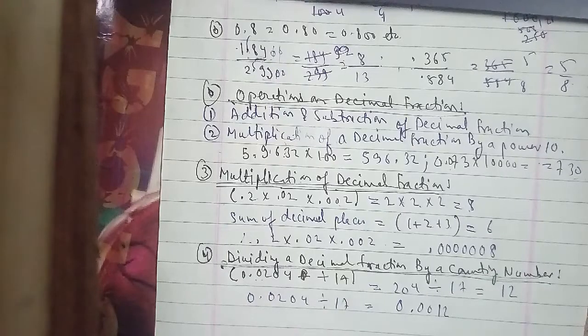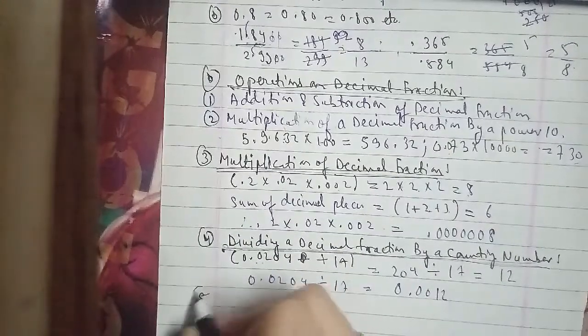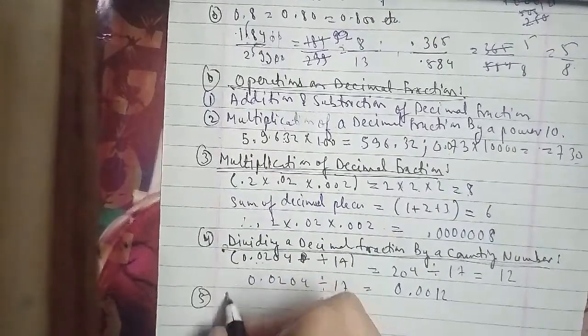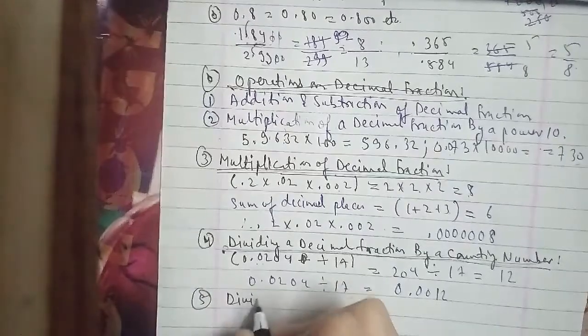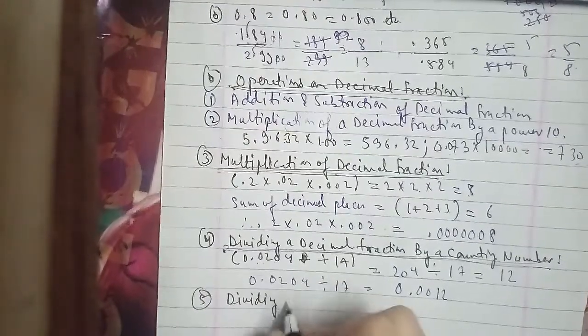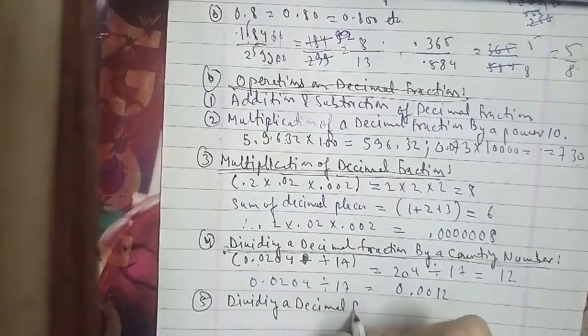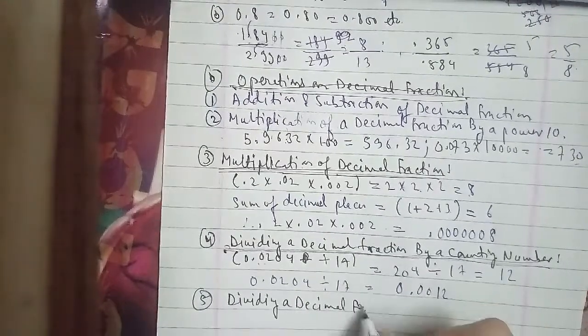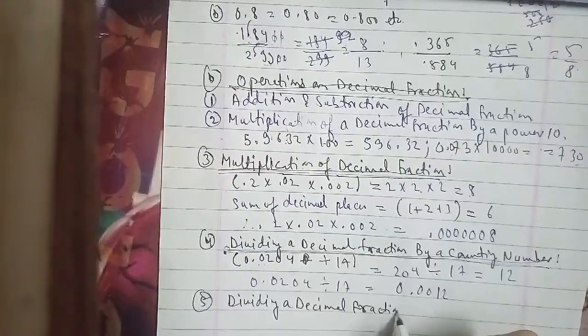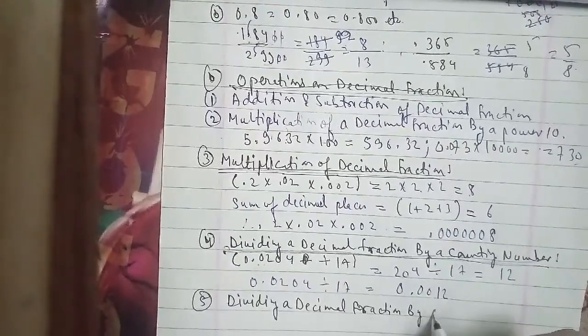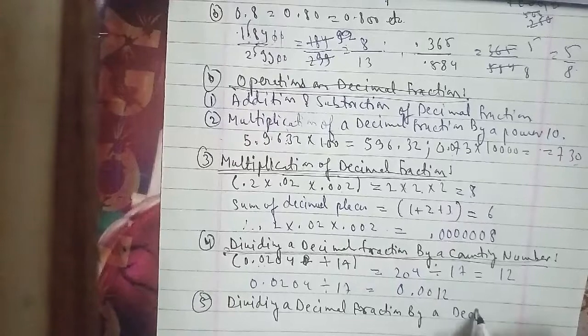Let's go ahead with the other operation, which is the fifth operation of decimal fractions: dividing a decimal fraction by a decimal fraction.